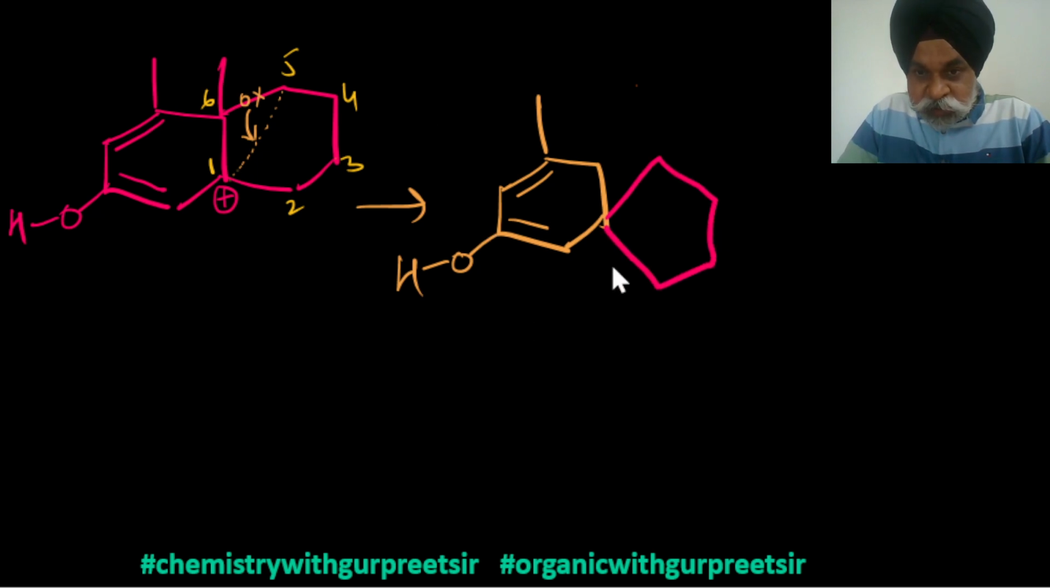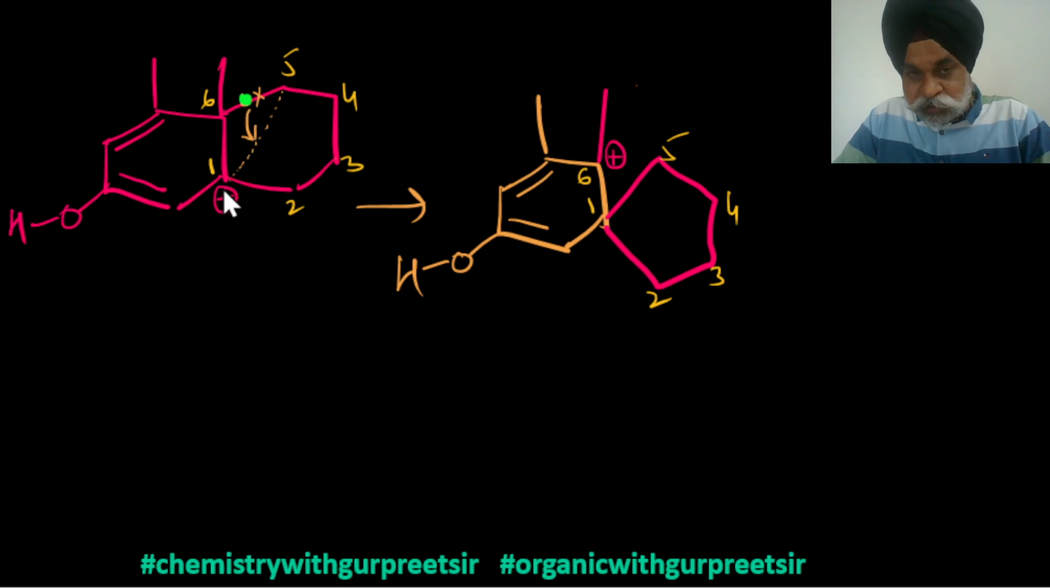If I mark these numbers: this is 1, this is 2, this is 3, this is 4, this is 5, and this one is 6, which also contains one methyl, and it now gets a positive charge, isn't it? 6 would get a positive charge. Why would 6 get a positive charge? Because this green electron which I have marked belongs to the 6th carbon, and the cross belongs to the 5th, and the 5th is still retaining the cross, and the dot goes to the first carbon. As a result, the 6th carbon gets a positive charge.